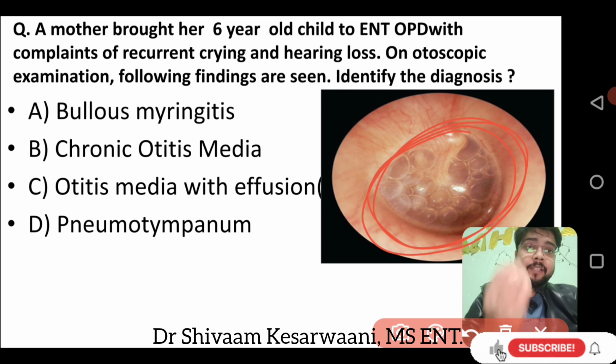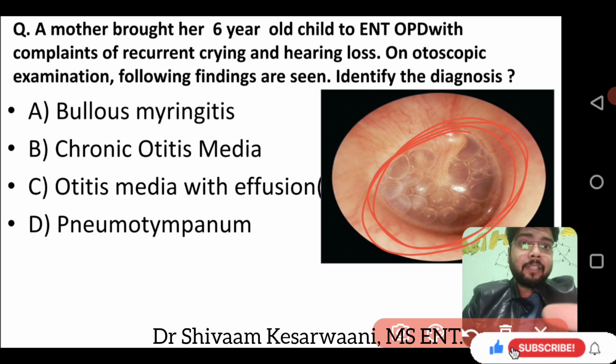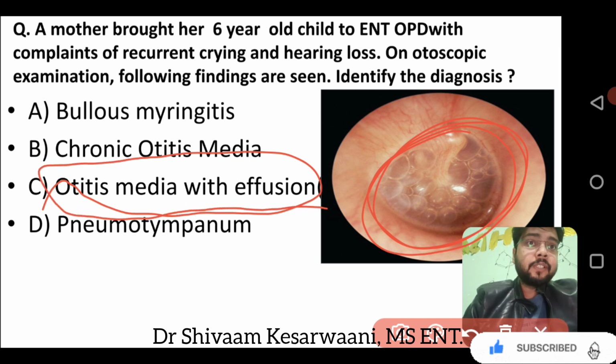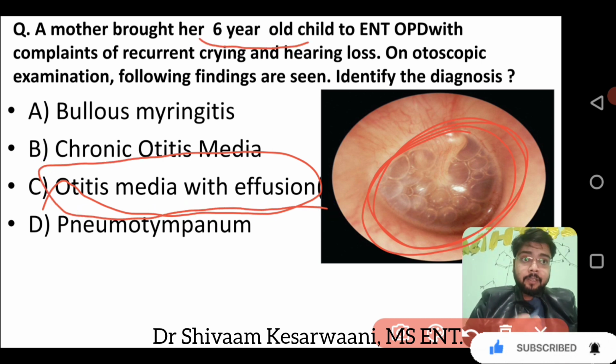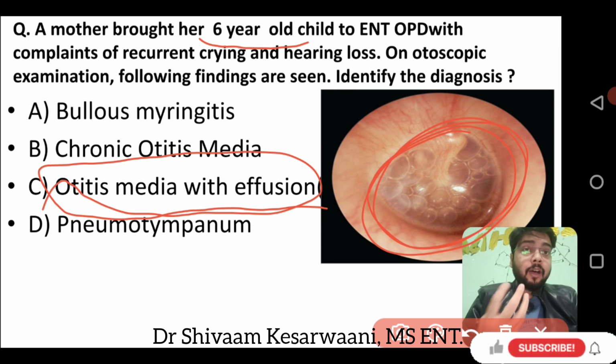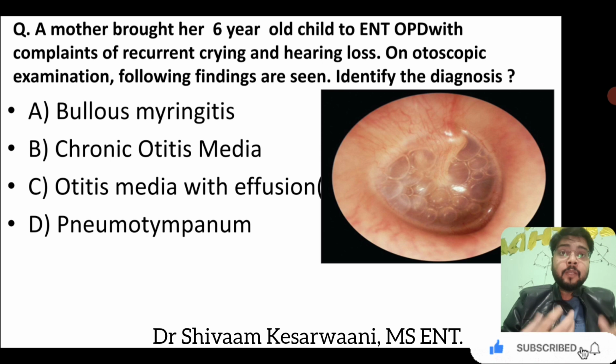That means there is a collection of fluid behind your tympanic membrane, and it is most probably otitis media with effusion, which is very common in children where there is Eustachian tube blockage and collection of fluid behind the TM. Now, how will bullous myringitis look, and how will chronic otitis media, pneumotympanum or hemotympanum look?